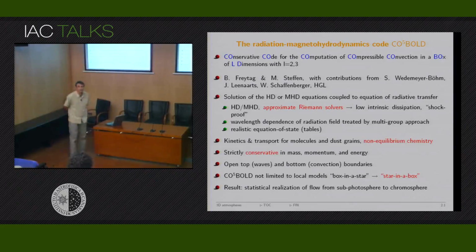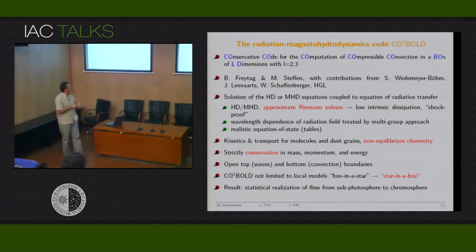Okay, some words about the 3D radiation hydro code that I'm using for this purpose. It is dubbed CO5BOLD, short CO5BOLD. Why CO5BOLD? Well, it stands for the COnservative COde for the COmputation of COmpressible COnvection in a BOx of L Dimensions, where L could be 2 or 3, so it can be 2D or 3D simulations. I admit it's a little bit of a contrived acronym, but it's what we came up with. The main developers are Bernd Freytag and Matthias Steffen, and a variety of people have contributed to the development efforts. Among them, Sven Wedemeyer-Böhm, now in Oslo, Jorrit Leenaarts, also in Oslo, Werner Schaffenberger, now in Michigan in the US, and myself.